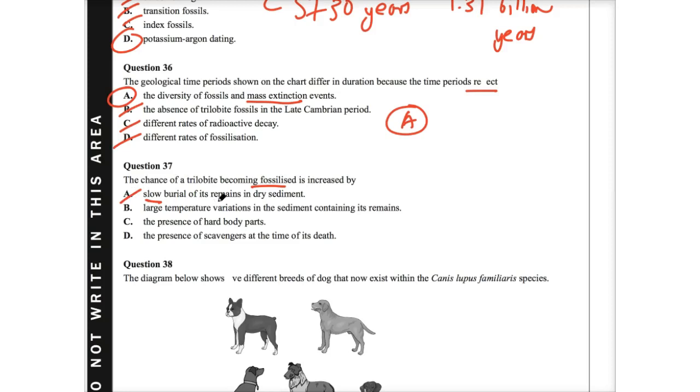Large temperature variations in the sediment containing its remains. We know that large fluctuations in temperature is not conducive to fossilizing these particular things. But we get rid of B. The presence of hard body parts. That looks like the right one, because if you have hard body parts, that is hard to penetrate, and therefore it'll increase the chance of it becoming fossilized. And we know that if you've got scavengers, that will degrade the particular remains at that time. So therefore D is not incorrect. So C is the winner.